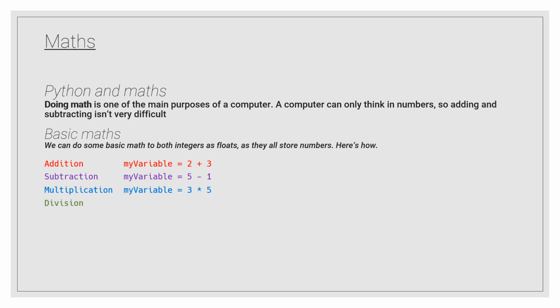Finally, for division, we write a slash, and it must be a forward slash. So my variable is 4 divided by 2. That's the same as writing my variable is equal to 2.